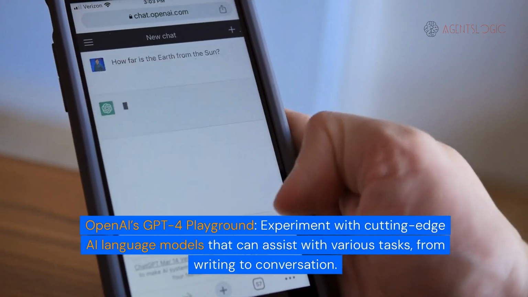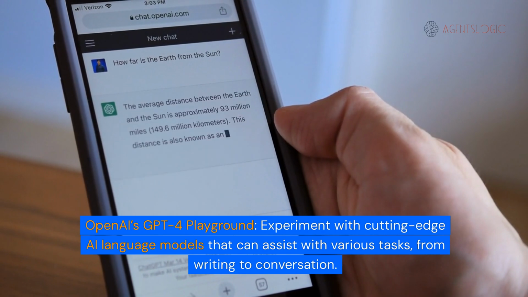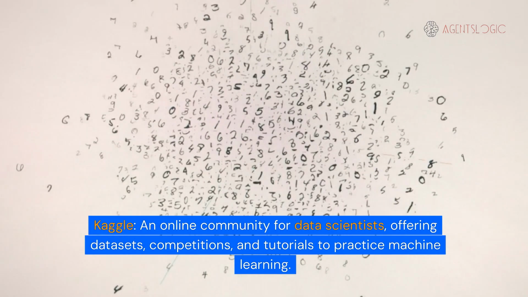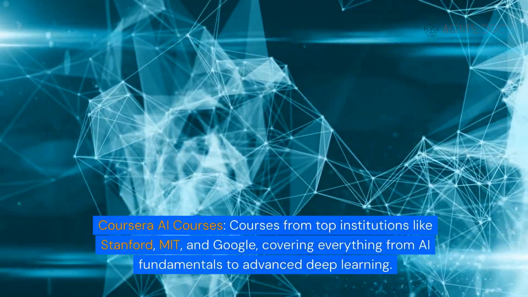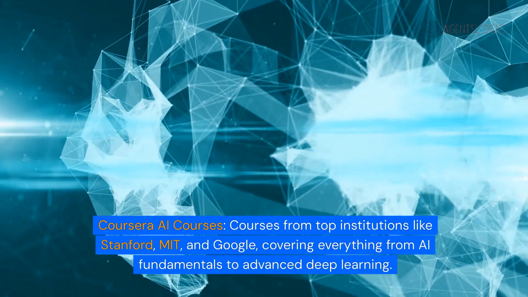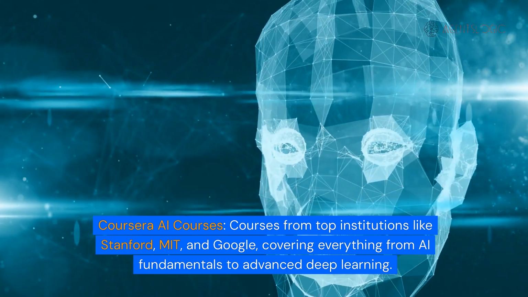OpenAI's GPT-4 Playground. Experiment with cutting-edge AI language models that can assist with various tasks, from writing to conversation. Kaggle, an online community for data scientists offering datasets, competitions, and tutorials to practice machine learning. Coursera AI courses: courses from top institutions like Stanford, MIT, and Google, covering everything from AI fundamentals to advanced deep learning.